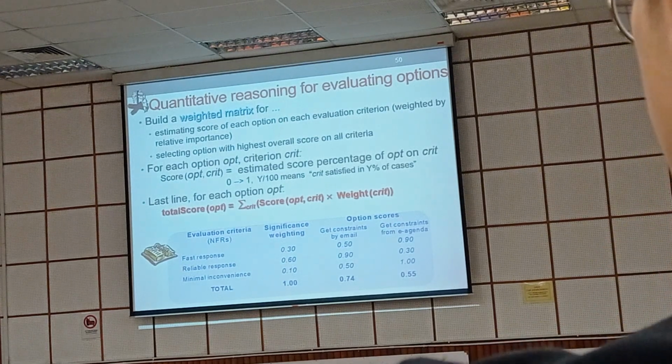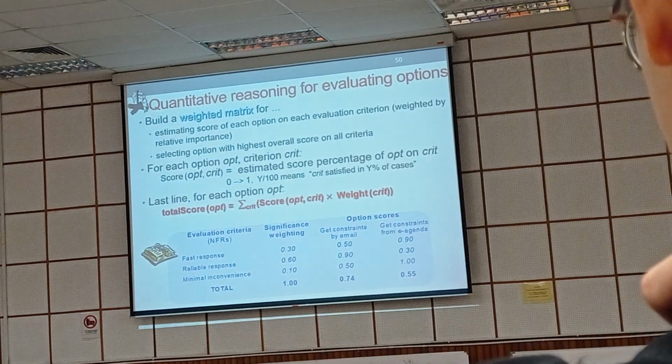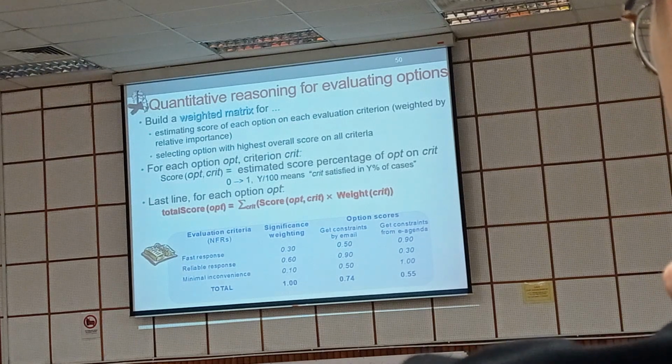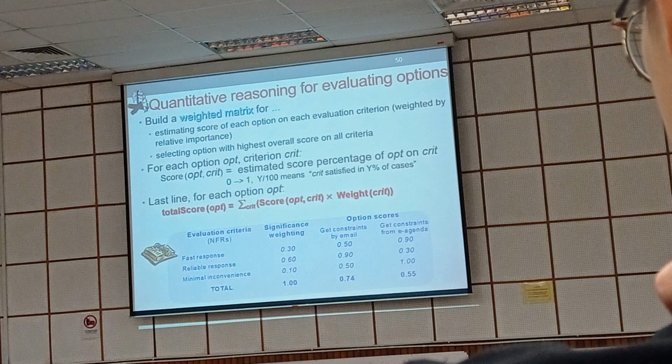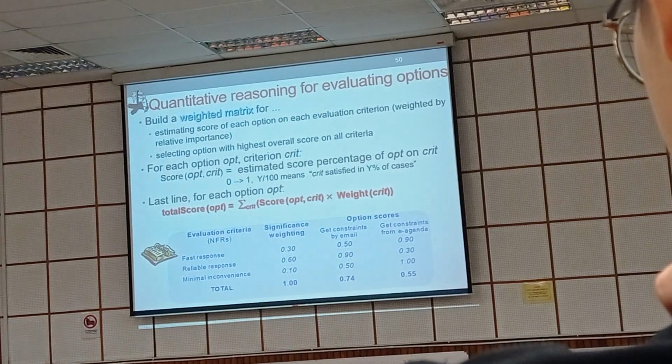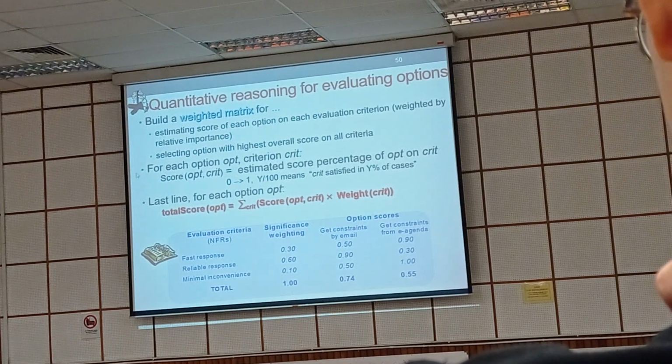Email is fast. 3 out of 5 members say email is fast. So 3 over 5 times 1, because the full score is 1. So times 1, so 0.6. So you put 0.6 over there. You put 0.6 for fast response email.